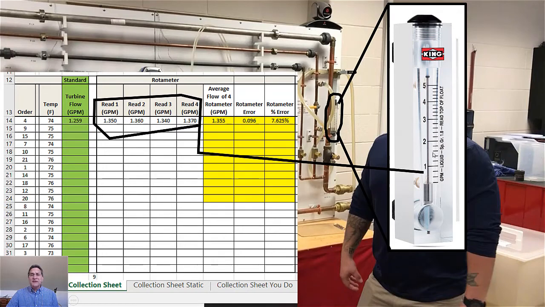Once that gets set to its flow rate, we would come in here and take 4 readings, 4 because this moves up and down some. And we would record those 4 readings.